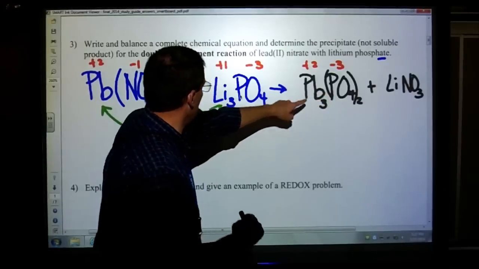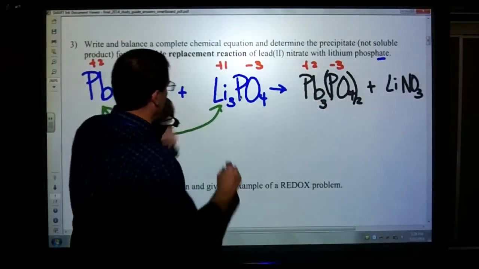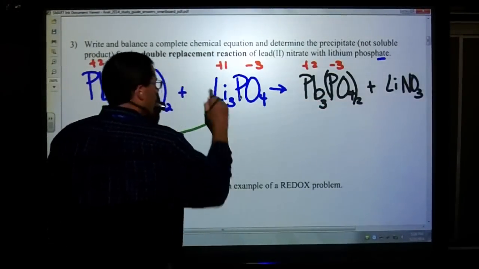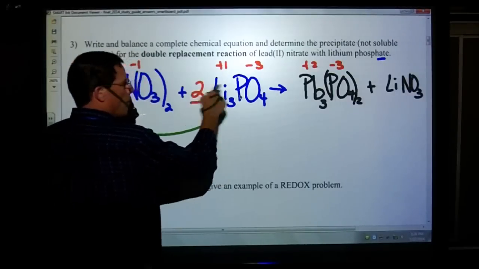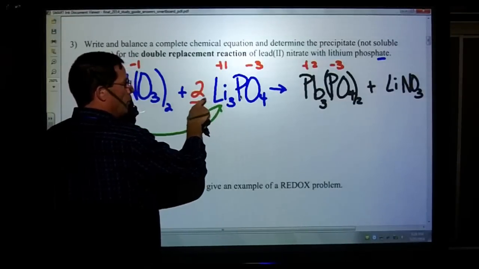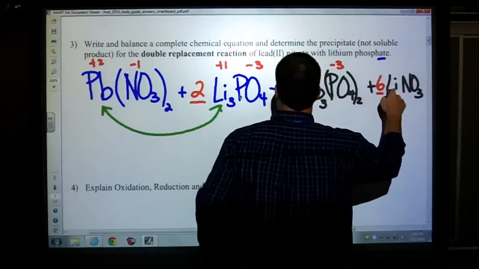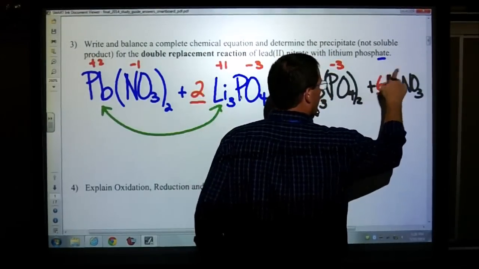So now I've got the same number of lead on both sides. And I now have 2 phosphates. So let me put a 2 there. So now my phosphates are balanced. Now I have how many lithiums? 2 times 3, which is 6. Put a 6 there, so now I have 6 lithium, 6 nitrate.